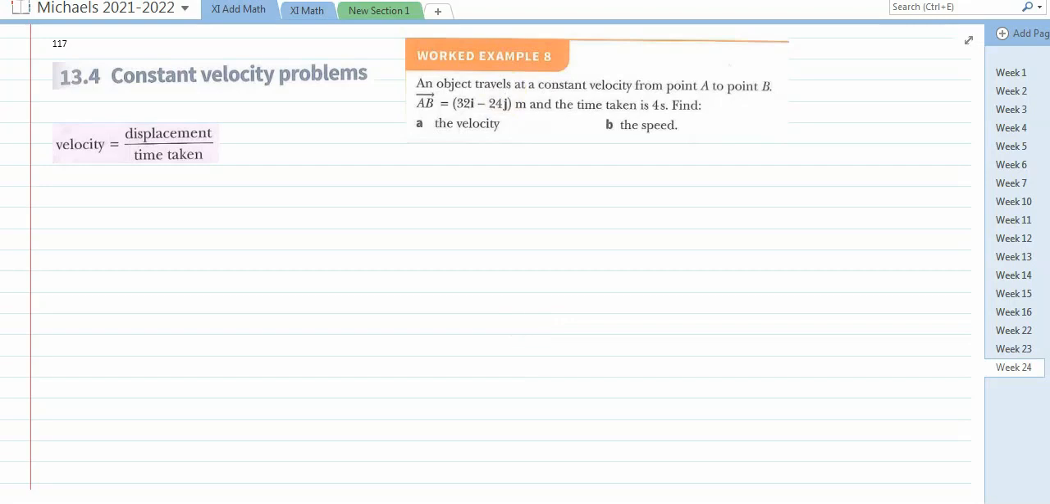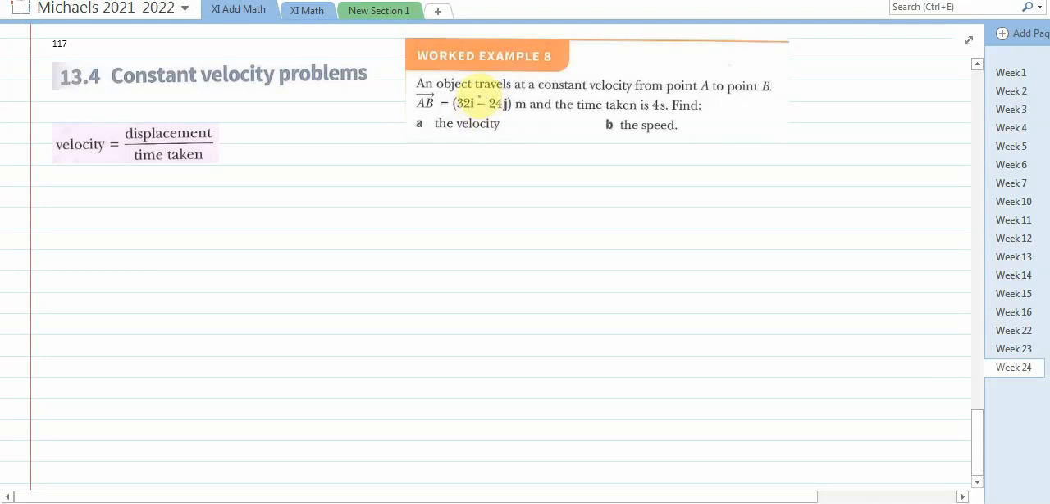Alright, in this session we are going to continue the topic vectors, and we are going to start a new exercise in which we are going to discuss constant velocity problems. Now we know very well that the working formula for velocity is displacement over time. Before starting the exercise, there is an example, so you will have an idea of what we are going to solve in this exercise.